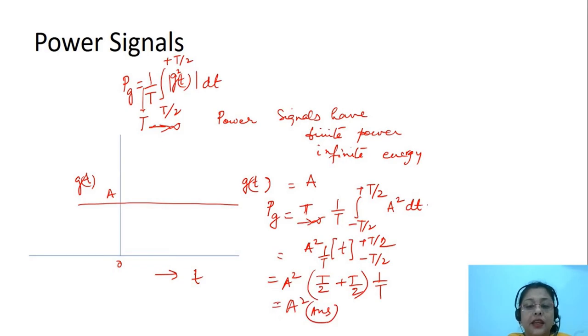So we can find that it has finite power, but the energy of the signal is not zero. The energy of the signal is not finite because you see the signal value does not tend to zero as t tends to infinity. So this is an example of power signal.